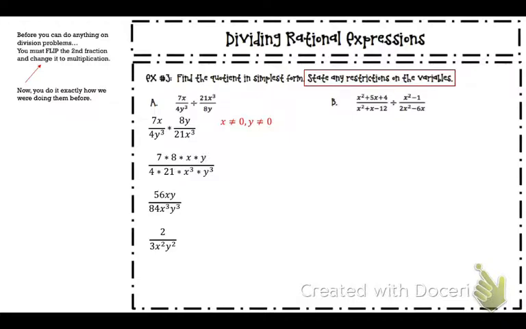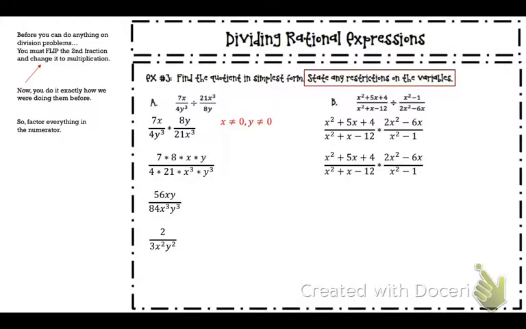Okay? Let's look at B. Again, we're going to do this the same way. We're going to flip that second fraction. So we flipped it, changed it to multiplication. Now I'm going to do it the same way I did my multiplication one before. I'm going to start by factoring everything in the numerator. So x squared plus 5x plus 4 factors to x plus 4, x plus 1. 2x squared minus 6x factors down to 2x times x minus 3.